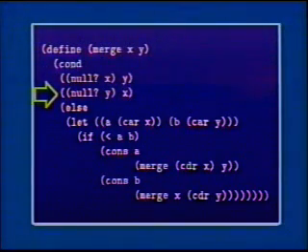If Y is empty, the answer is X. Otherwise, you compare the first two elements. So you pick out the first thing in X and the first thing in Y. And then depending on which of those first elements is less, you stick the lower one on to the result of recursively merging, either chopping the first one off X or chopping the first one off Y. That's a standard kind of program.